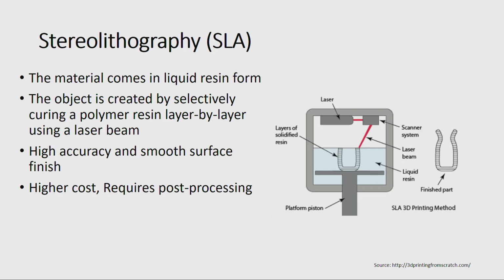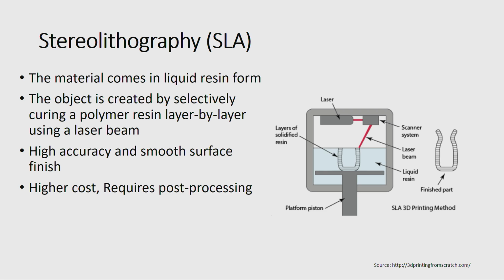Here there is a platform piston. The platform piston will be at the top side when the printing is started. Once the first layer is finished, the piston will move downside, and the next layer will be in progress. Here the objects are created by selectively curing the polymer resin layer by layer using a laser beam. One of the advantages of this SLA 3D printing is its high accuracy and smooth surface finish.